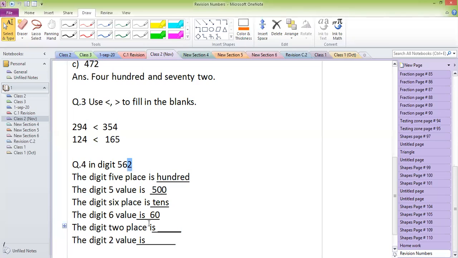The digit two place is dash. This is tens, this is 100. This digit two place is what? Very good, Ayan. Very good. Abdul Aziz Muhammad, very good. So its place is ones. This digit two place is ones. And what is the value of it? Can you tell me the digit two value? No, Amal. Very good, Ilyas. Sharif Ahmad, very good. Ayan, very good.